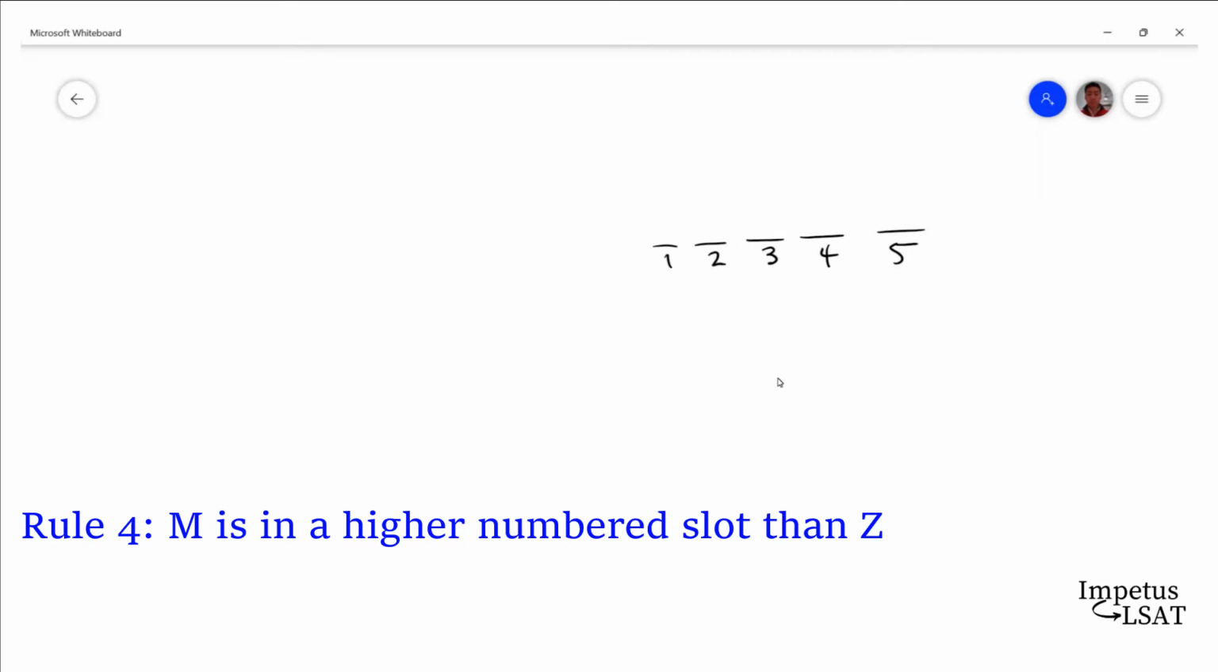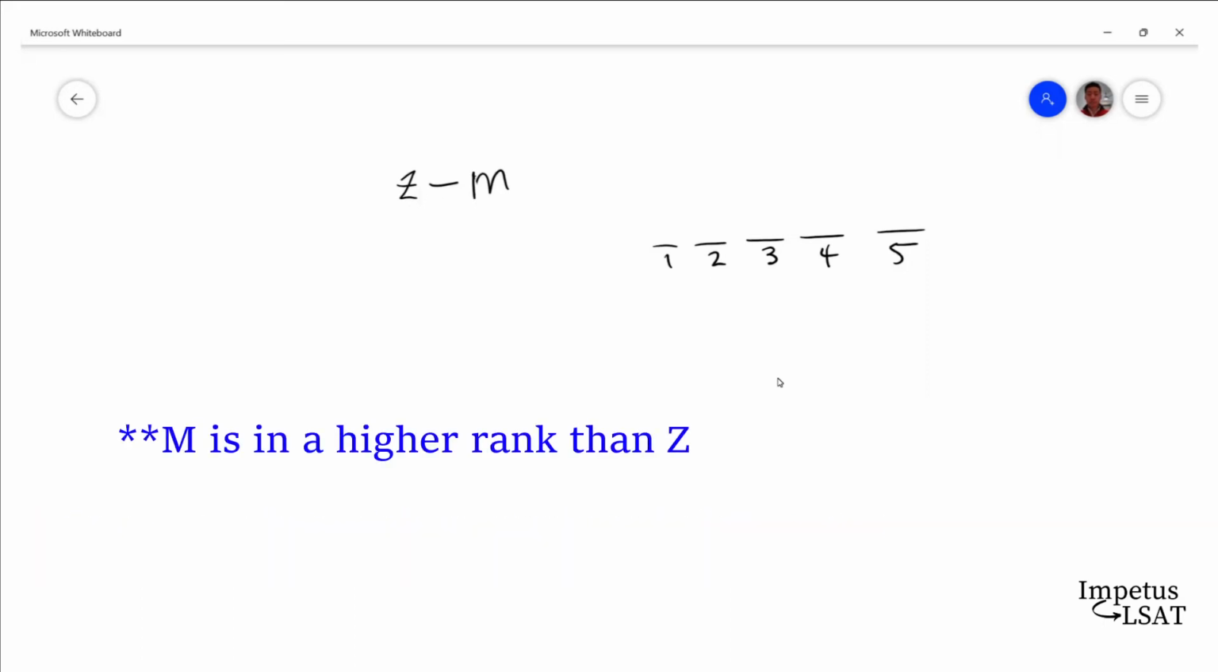So the correct way to diagram this particular rule would simply be Z ellipses M, or alternatively, you could also do a Z with a dash to M. Either of those works just fine. But what about if these were rankings, right? Imagine if this particular game was actually ranking entities from 1 through 5. Well, in that case, what if this rule were instead to say M is in a higher rank than Z?